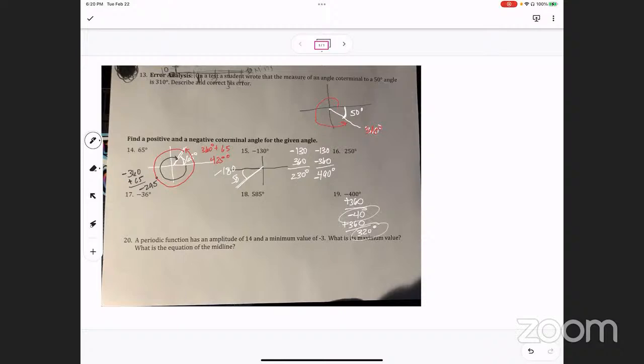Or you could have subtracted 360 and it would have been -760, but that's super far negative, which is fine. They didn't ask in particular. Okay.